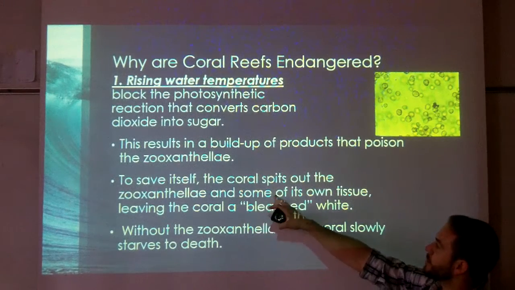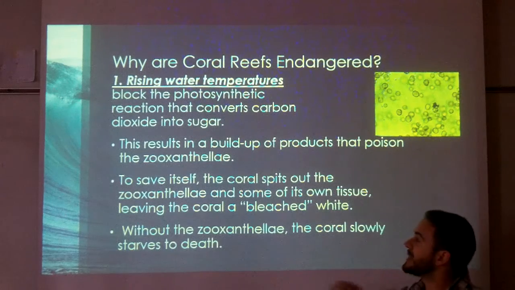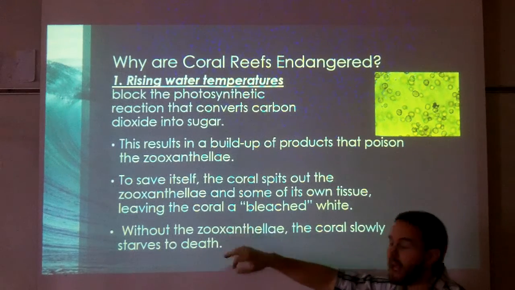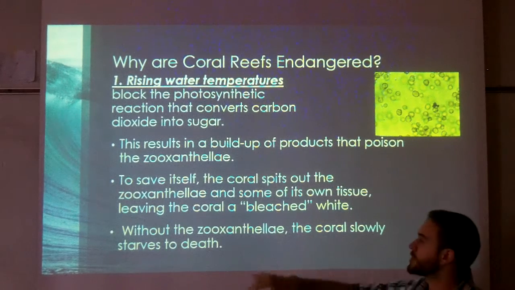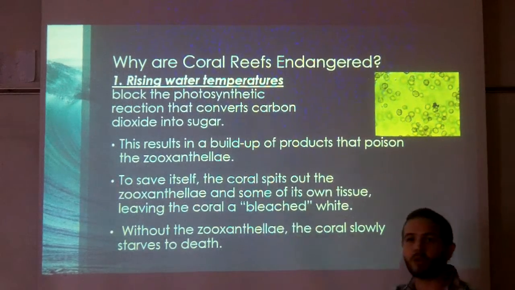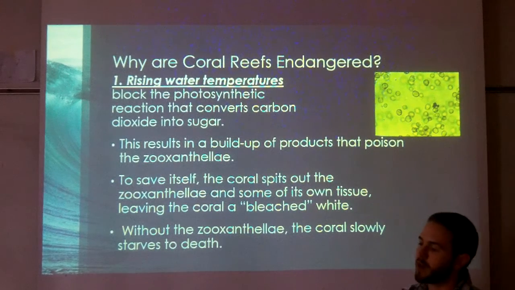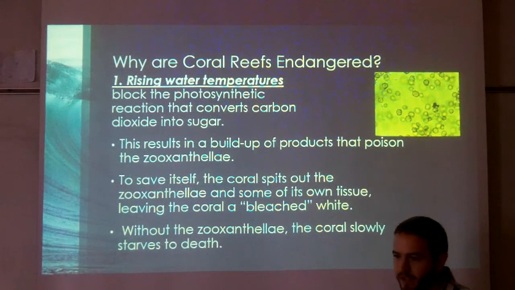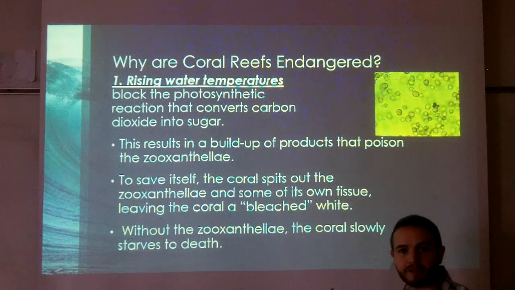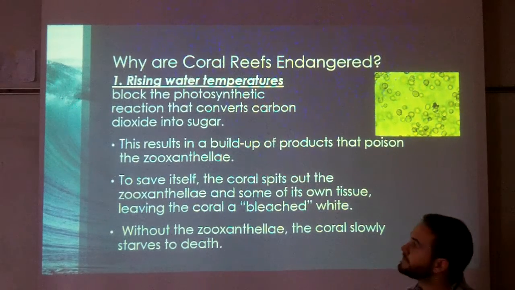So to save itself, the coral reef, not wanting this accumulation of toxins from the zooxanthellae, spits out the zooxanthellae, right? And all you see behind them is the white calcium carbonate structure, which is why they look bleached or white, and that's coral bleaching. It is the coral reef making the decision to get rid of the photosynthetic algae in an effort to sustain itself. However, it can only provide itself with 2% of its food with its stinging tentacles. That's it. So without the zooxanthellae, the coral will eventually starve to death.